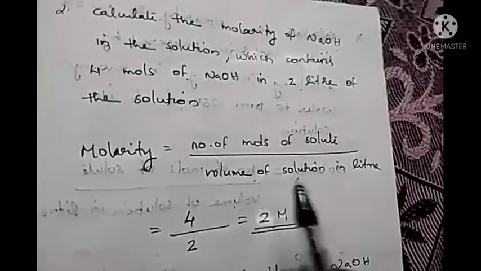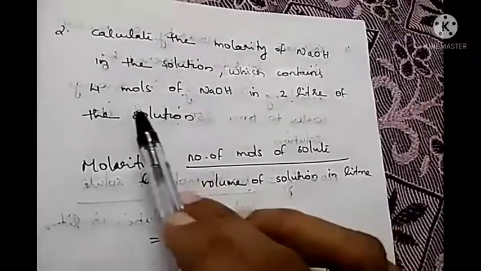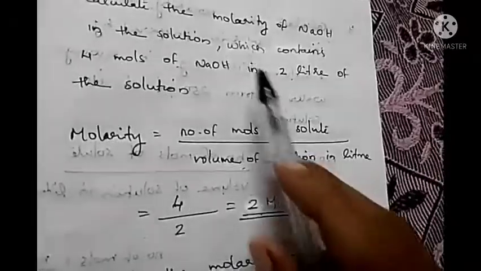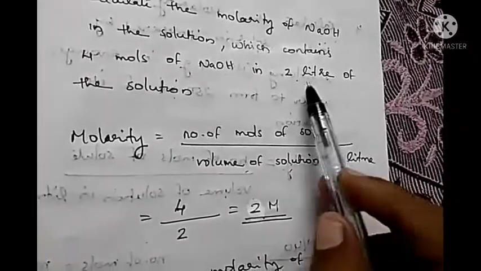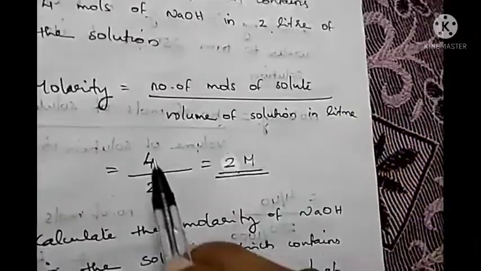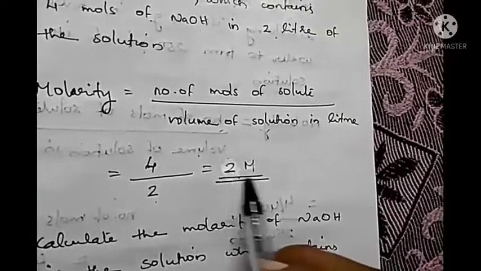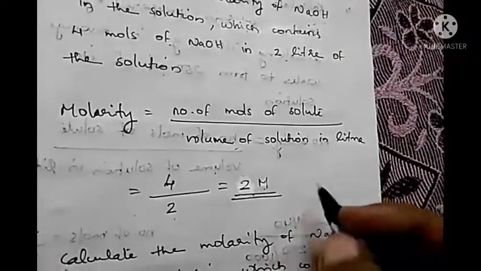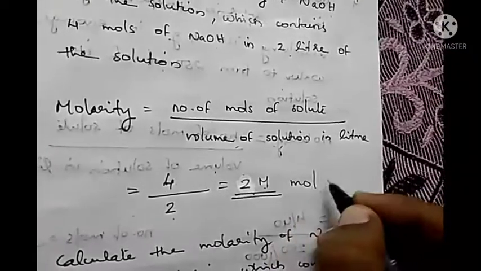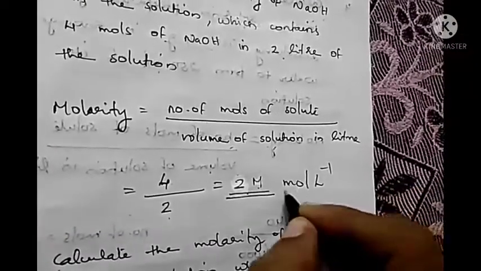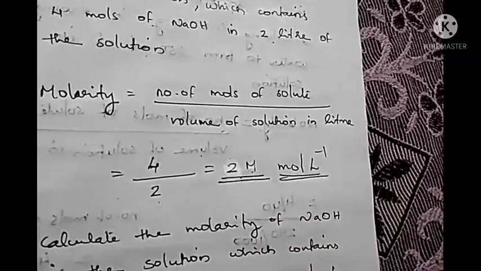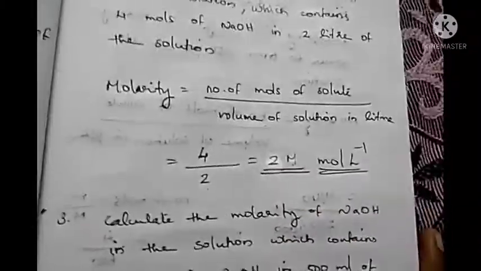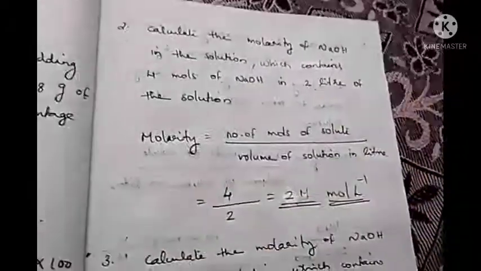Then we can substitute the values. Number of moles of solute is given here, that is 4 moles. So we write 4 divided by volume of solution in liter, that is also given, 2 liter. So 4 divided by 2 is equal to 2. 2 molar, with capital letter M, or we can use mole per liter. This unit also we can use. So 2 molar or 2 mole per liter is the molarity of the given solution.